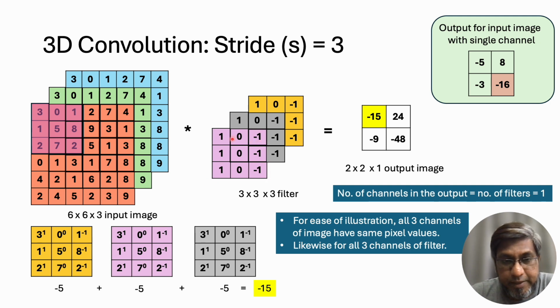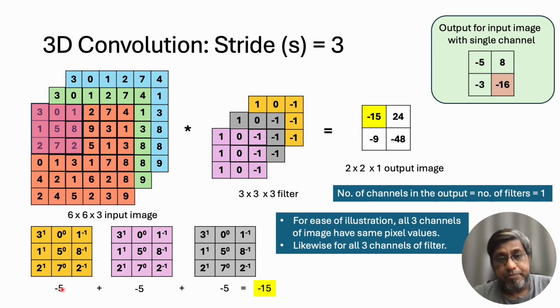So these elements 3, 0, 1, 1, 5, 8, 2, 7, 2 are multiplied with 1, 0, minus 1, 1, 0, minus 1, 1, 0, minus 1, which is what is illustrated here. So 3 into 1 plus 0 into 0 plus 1 into minus 1 plus 1 into 1 plus 5 into 0 plus 8 into minus 1 plus 2 into 1 plus 7 into 0 plus 2 into minus 1, and that will result in minus 5.